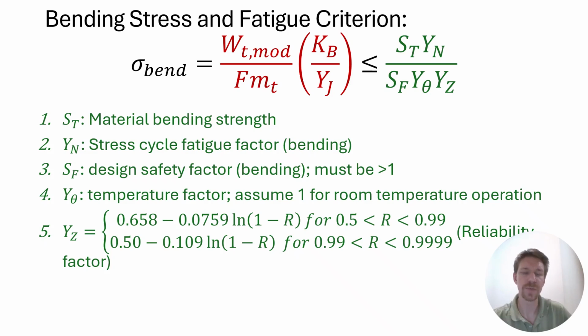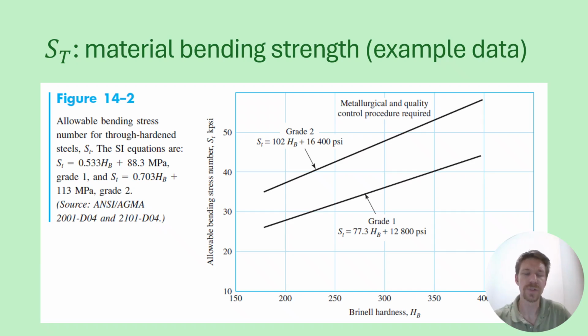A temperature factor, which we can use 1 if we're at room temperature, or a well lubricated or well cooled gear. And then a reliability factor that we're familiar with. There are 2 different equations depending on whether the reliability is less than 99% or greater than 99%. So the first of those is the material bending strength.